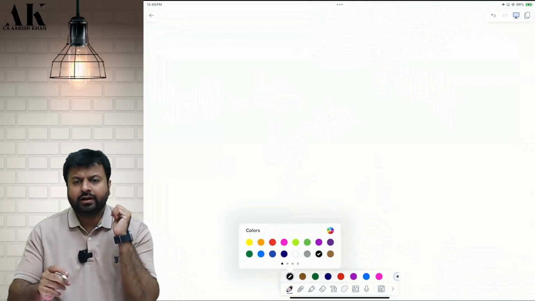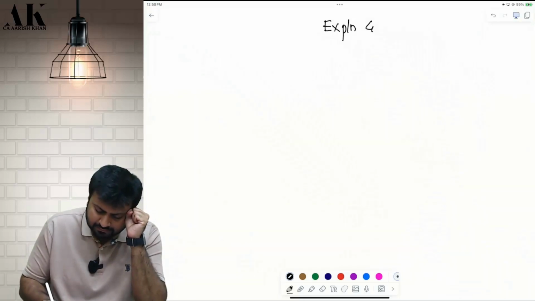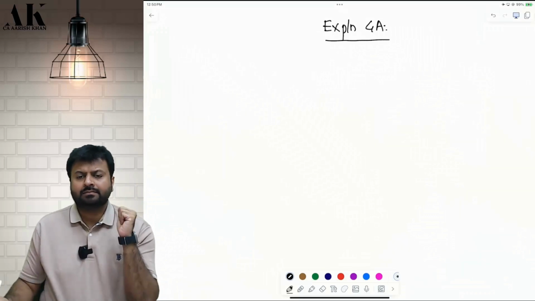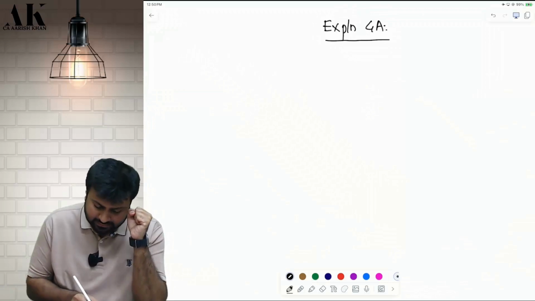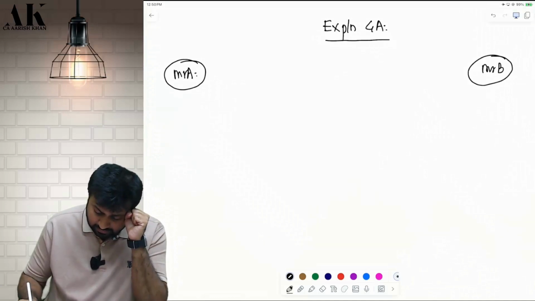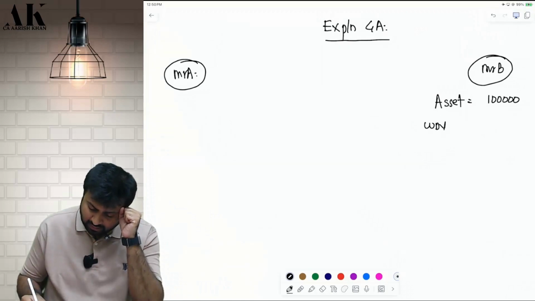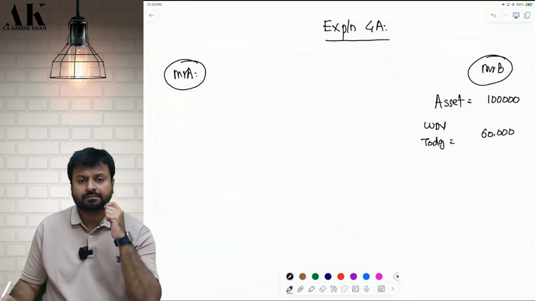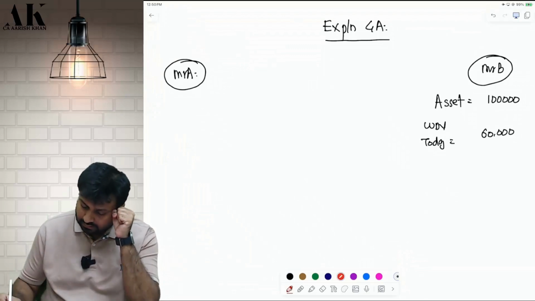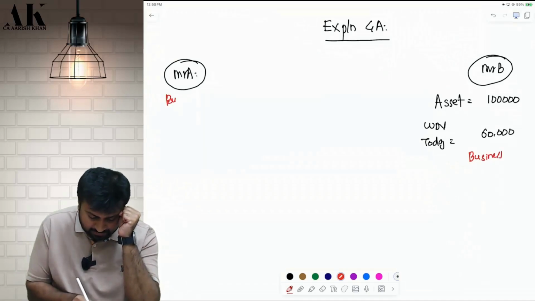So now let's move ahead towards the next explanation, which is explanation 4A after 4. Listen carefully. There is Mr. A over here. There is Mr. B over here. Now Mr. B has bought an asset of 1 lakh rupees. The WDV of that asset today is 60,000 rupees. Now Mr. B is obviously doing business. Mr. A is also doing business.